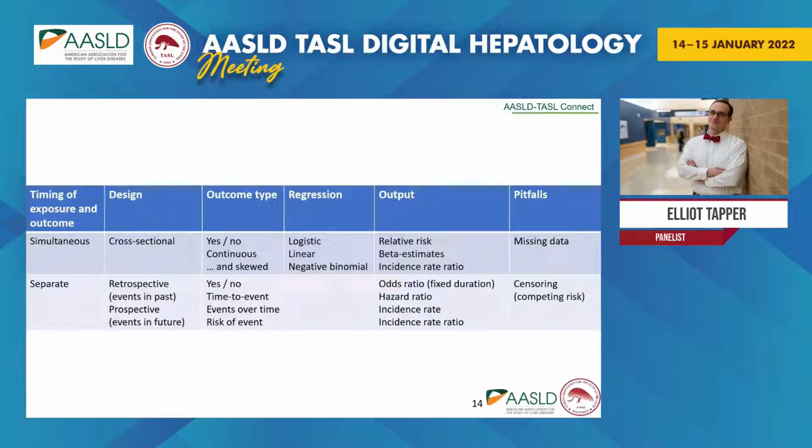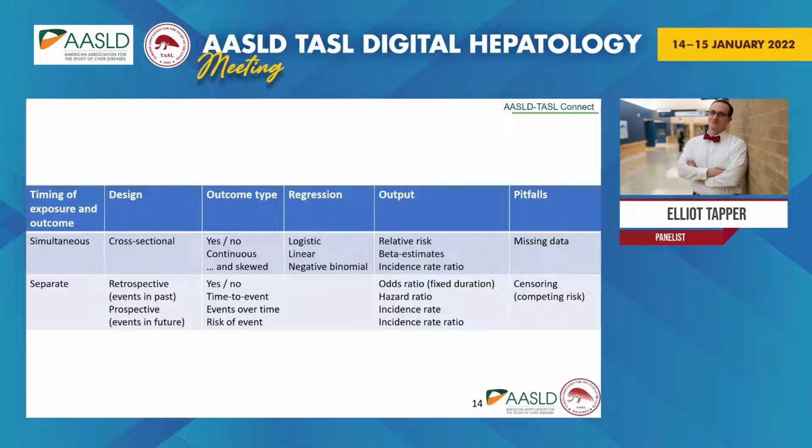So let's say that you have simultaneous timing of exposure and outcome. So your design here is effectively cross-sectional. So your outcome type is going to be either yes or no, the patient has the condition or not, or something continuous like cost of care or days spent in the hospital. And if it's a categorical outcome, you'll use logistic regression. If it's continuous, you can use linear, but if it's a skewed outcome where many people have 0 and some people have 1,000,000 of whatever the outcome may be, then it's important to use some kind of log transformed or negative binomial regression method. The outputs for these methods are detailed here, and the pitfalls really are missing data.